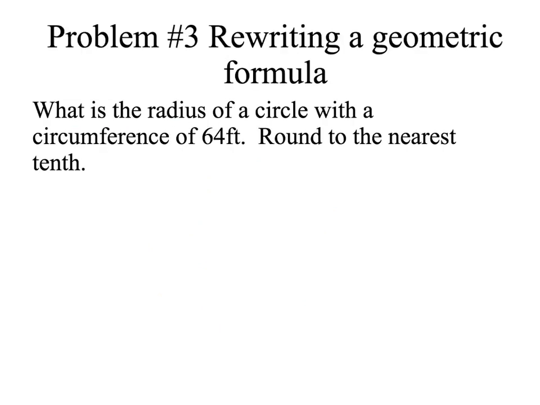Okay, so rewriting a geometric formula, it says, what's the radius of a circle with a circumference of 64 feet? Round to the nearest tenth. So if it's asking a question about circumference, you need the circumference formula. So circumference equals 2 pi r. And if it wants to know what's the radius, they go through and they solve for the radius.